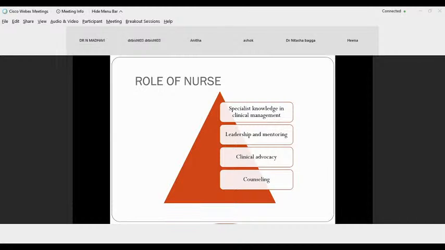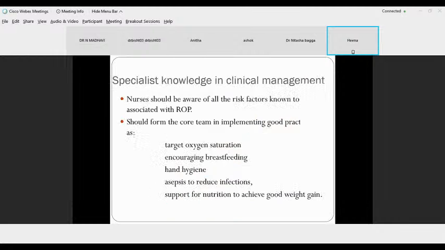If we focus on the role of a nurse, there are basically 4 main roles. The first one is specialist knowledge in clinical management, then leadership and mentoring, and clinical advocacy and counseling. These are the 4 main aspects. The first one is specialist knowledge in clinical management.